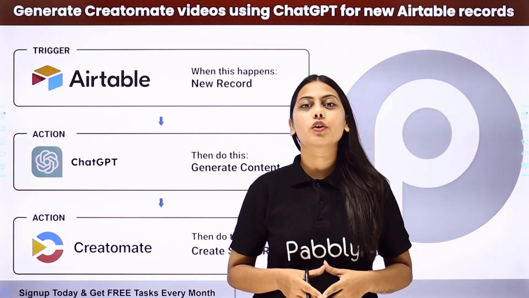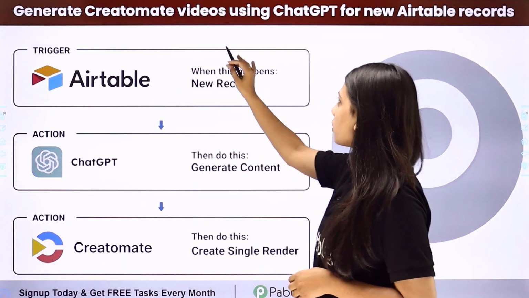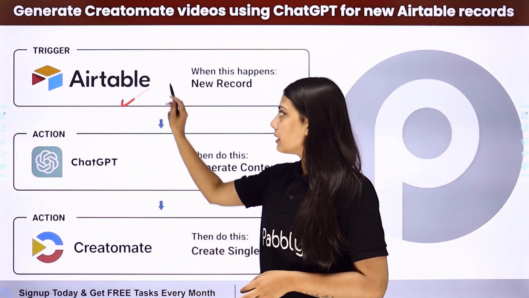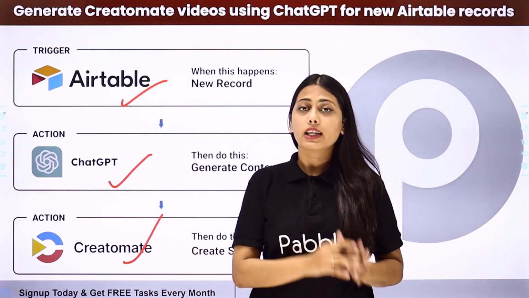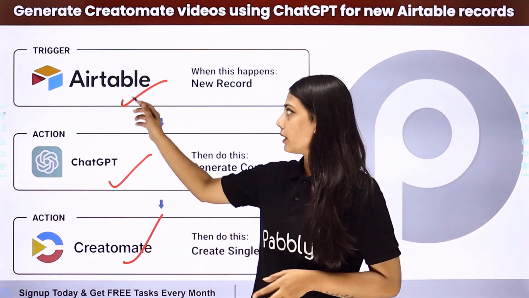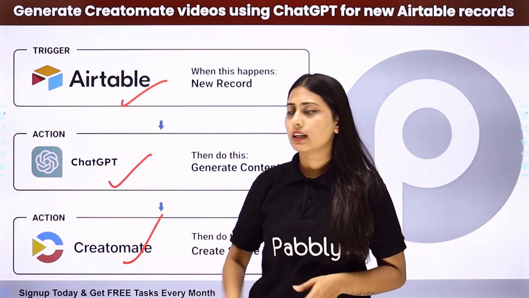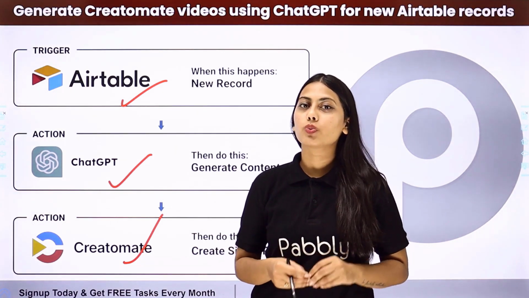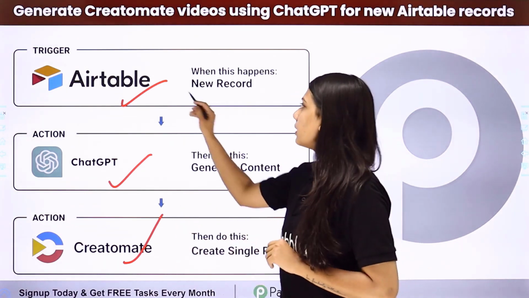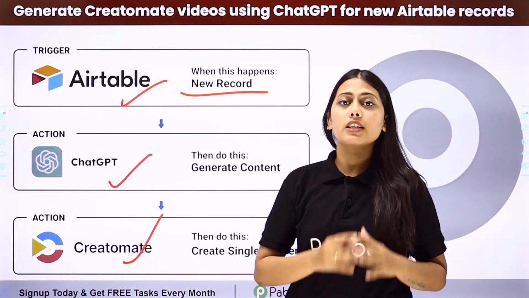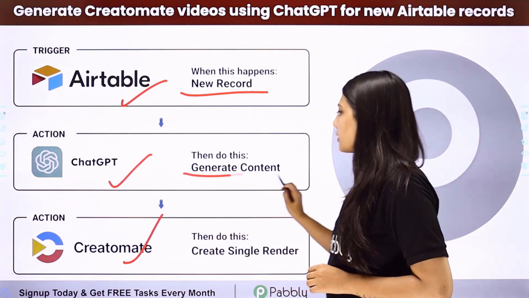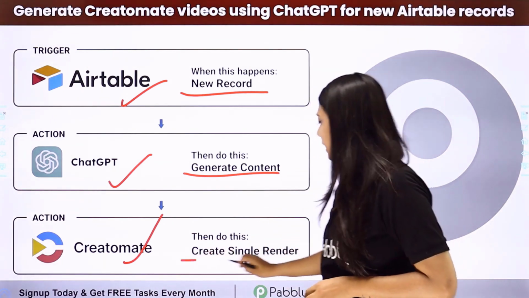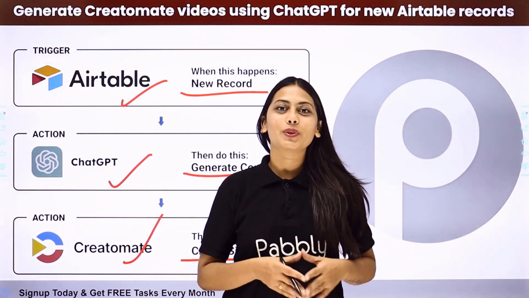Hello everyone, in this video we will learn how to generate Creatomate videos using ChatGPT for new Airtable records. So we will learn how to integrate Airtable, ChatGPT and Creatomate in such a way that you take the title of that content from Airtable, then generate a content about that title using ChatGPT and then create a video using Creatomate. So we will be creating this automation with the help of Pabbly Connect, where our trigger will be the new record taken from Airtable, then our first action application will be ChatGPT, where we will generate a new content, and our second and last action application will be Creatomate, where we will create single render video. Let us learn how to do that.